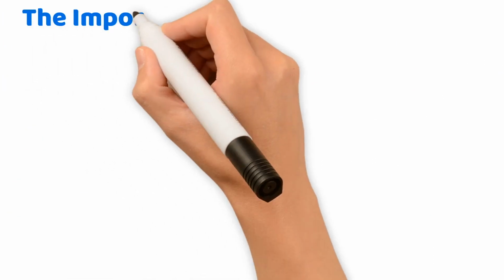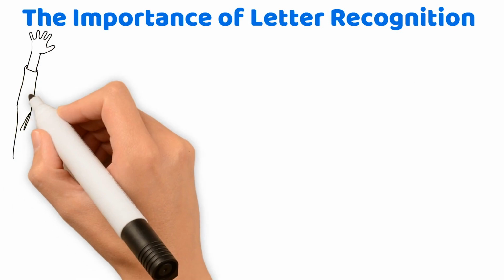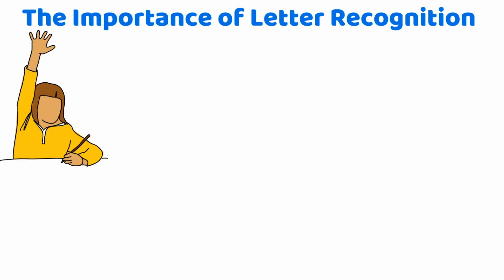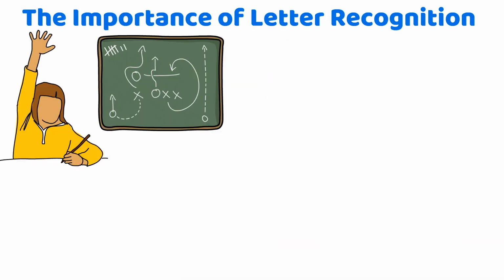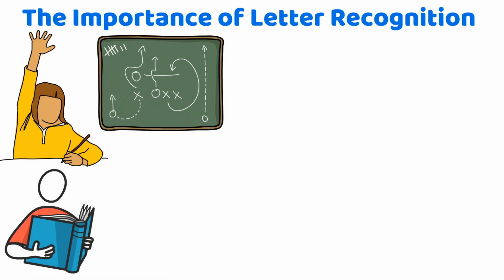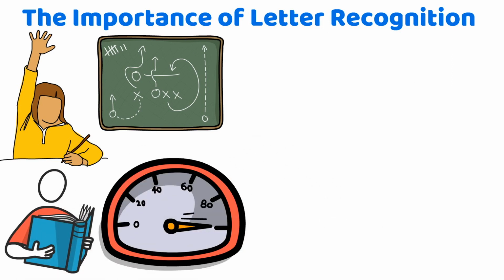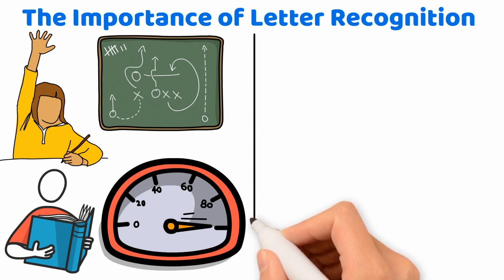Next, you need to know about the importance of letter recognition, which involves students pointing to letters as you name them, connecting auditory clues to visual symbols. This skill is critical for reading development, as quick and accurate letter recognition sets the stage for effective phonics learning.